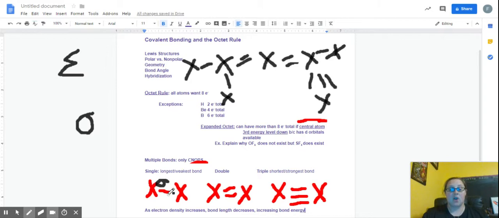So single bonds only get sigma bonds. Double bonds get a sigma and a pi bond. So you see how the first line is sigma, the second line is pi. And my triple bond gets a sigma and two pi bonds. So my first line is a sigma, my second line is a pi, and my third line is a pi as well. So again, the question is asking how many sigma bonds, how many pi bonds.